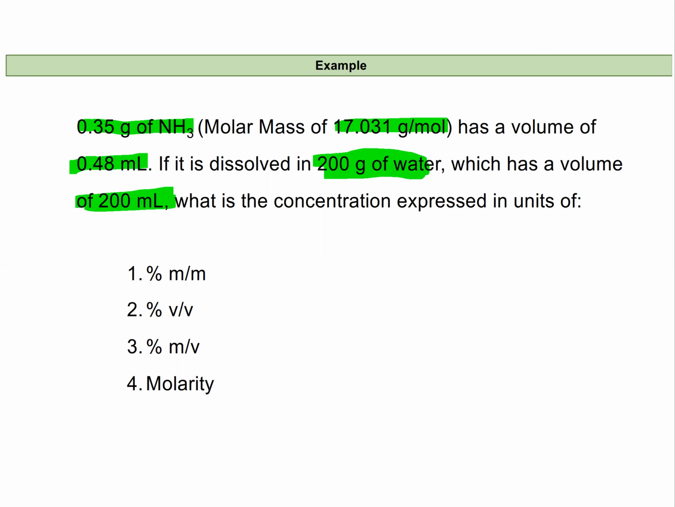So right off the bat, the first thing I'm going to do is recognize what my solute is and what my solution is and what my solvent is. So I have less ammonia than I have water. So my solute is going to be the ammonium. The solvent will be the water. And the solution is both of them together.